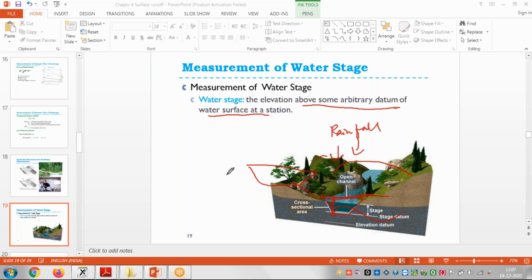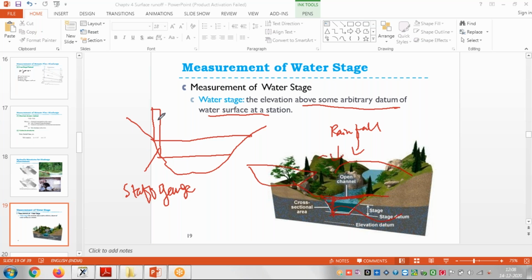So in the flood case, how do we measure the discharge of the river? What do we actually do? Suppose this natural river is there. We fix one staff, that is called a staff gauge, right? Suppose rainfall occurred in the morning, then the water level was here. After say 24 hours the water level comes here in this river. Then again after 2 days the water level comes here.